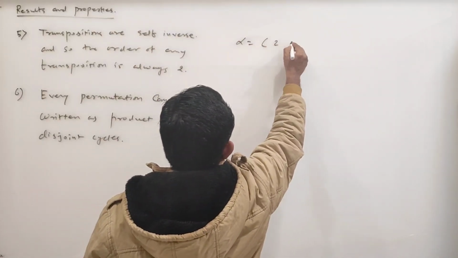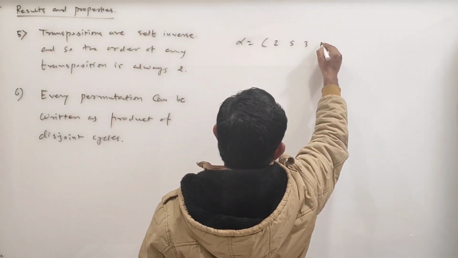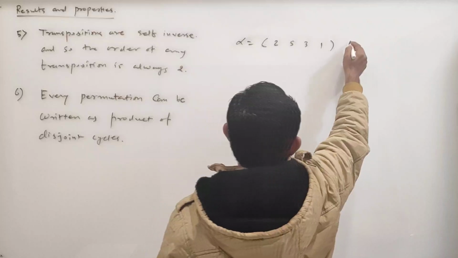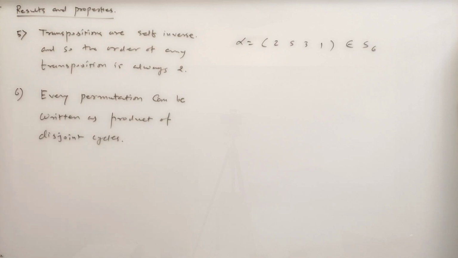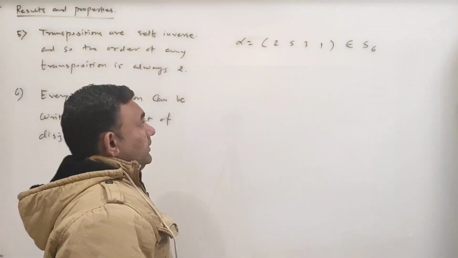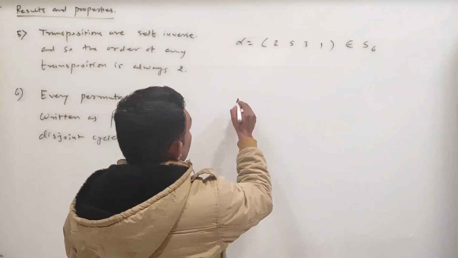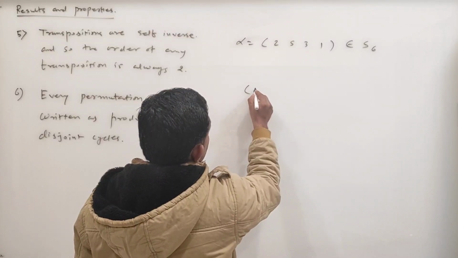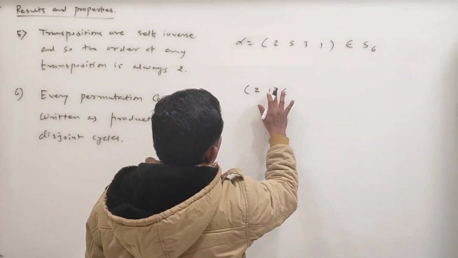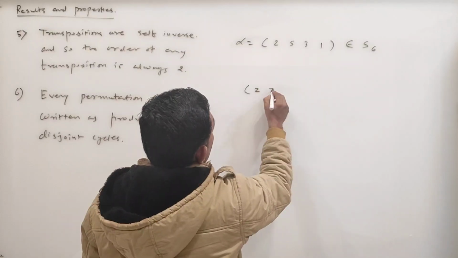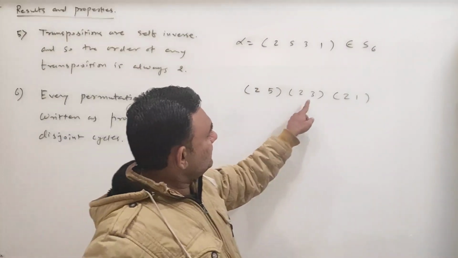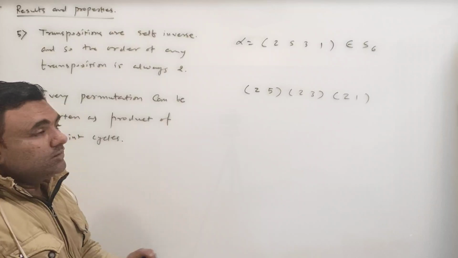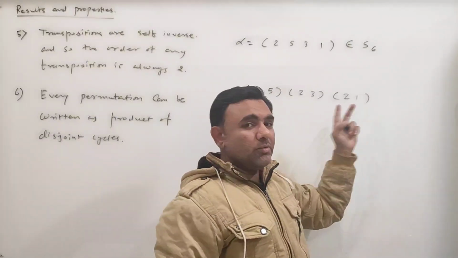अल्फा इज इक्वल टू (2 5 3 1) बिलोंग्स टू S6. S6 में मैंने एक एलिमेंट लिया, एक साइकिल लिया. इट इज ऑफ लेंथ 4. ओके, नाउ लेट मी कंसीडर (2 1), sorry, (2 5)(2 3) and (2 1). You consider these 3 transpositions: cycle of length 2, cycle of length 2 and cycle of length 2.